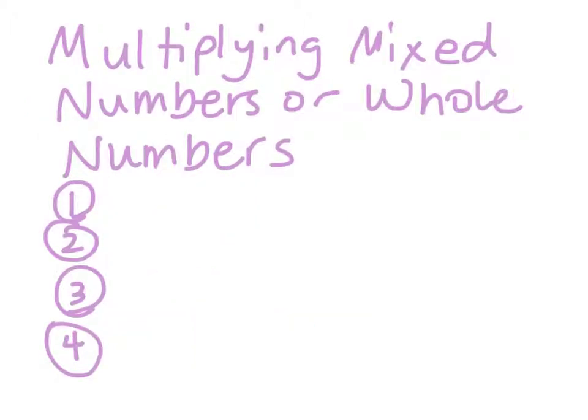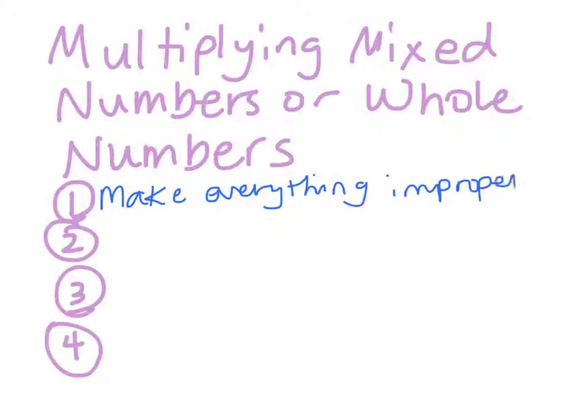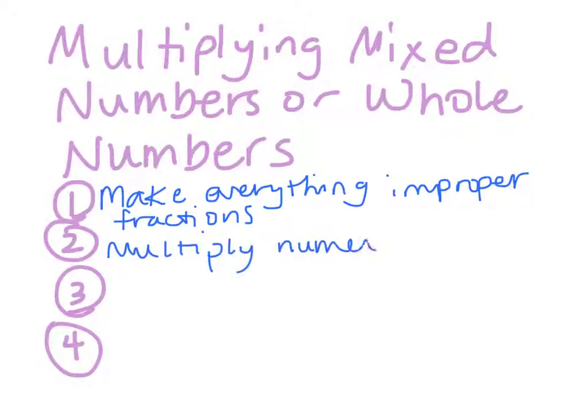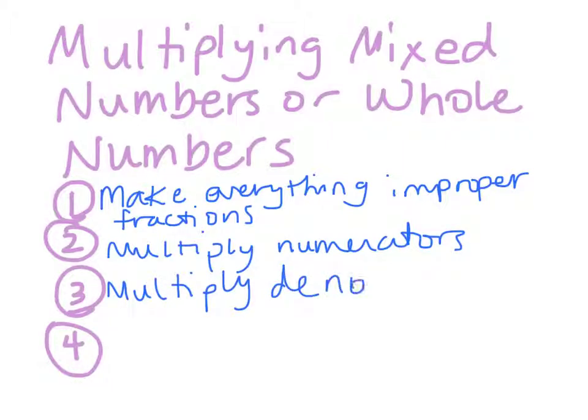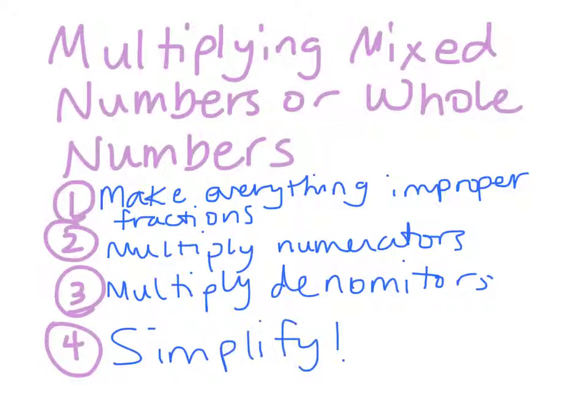Now, if I want to multiply mixed numbers or whole numbers, I do the same sort of thing, but I have a different step first. First thing I need to do is make everything improper fractions. So we cannot multiply if I have mixed numbers or whole numbers. And then, same thing as before. Multiply numerators, multiply denominators, and simplify. And again, I can cross-simplify if I want. Make sure you simplify your final answer.